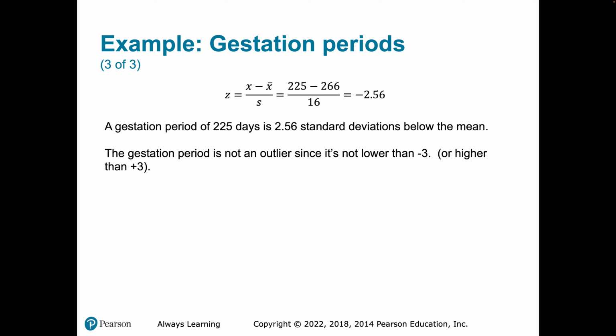Again, that below comes from the fact that our z-score is negative. So that's one of those things you just got to tattoo to the brain. Make sure you get it written in your notes and kind of flashing neon lights, if you will. But again, using the criteria of -3, +3, a gestation period of 225 would not be an outlier because it's not below -3.